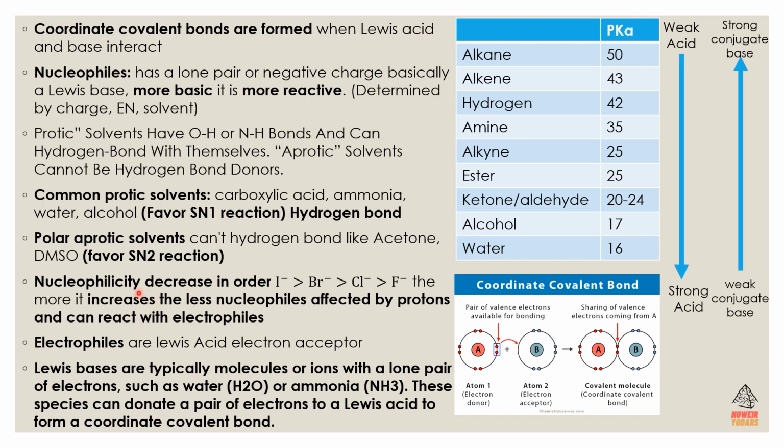Then nucleophilicity. Nucleophilicity decreases in this order: the strongest is iodine, then bromine, then chlorine, and then fluorine. So it goes this way. Iodine is the strongest out of all of them, and the more it increases, the less the nucleophile is affected by the protons and it can react with electrophiles. They all act as nucleophiles, but iodine is the strongest and fluorine the weakest.